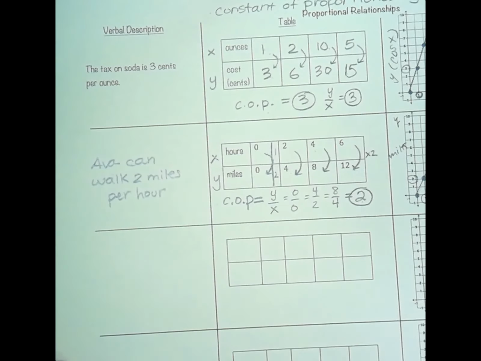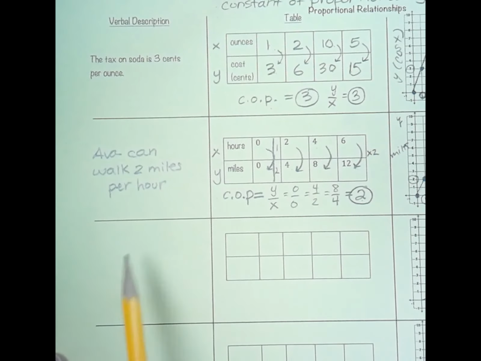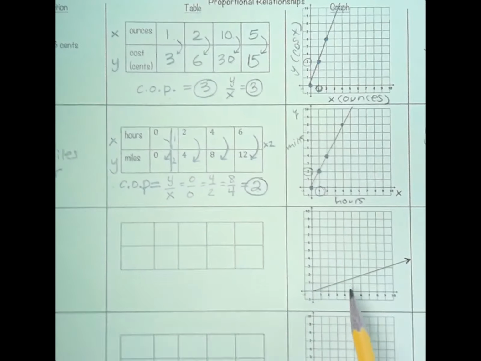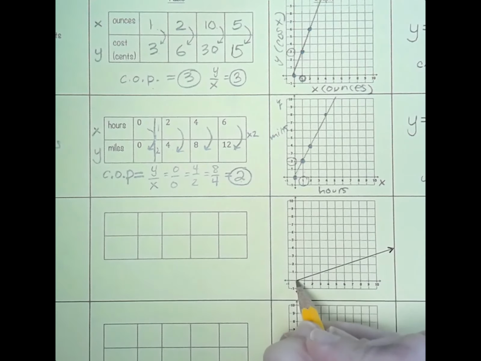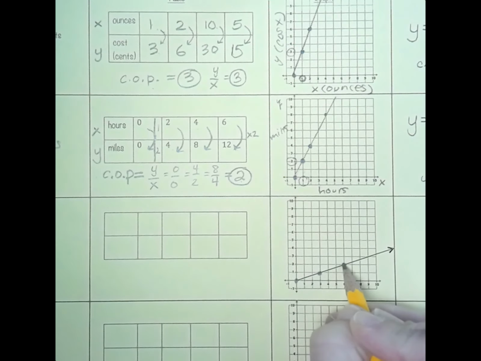Okay, let's look at our last two examples. If you look at example 3, we don't have any information here. The only thing they are giving us is a graph. So let's start by finding some nice points on the graph. Looks like here's one, there's one, there's one.